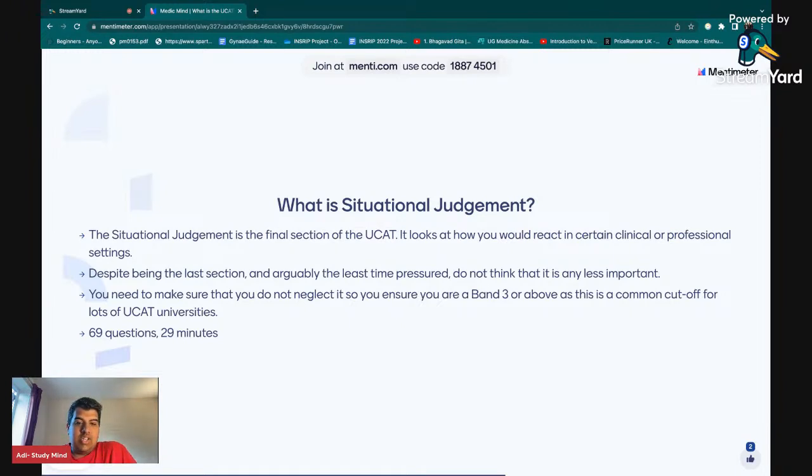Despite being the last section and arguably the least time pressure, do not think that it's any less important. It's a very good point, because you need to make sure that you do not neglect this. You need to ensure that you have a band 3 or above. This is a common cutoff for lots of UCAT universities, and even a band 1 or 2 to be completely safe. Depends on what everyone gets in a year.